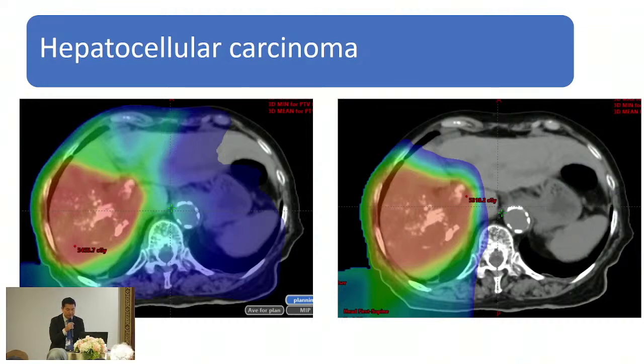We can use it for the treatment of liver cancer, because the liver is an organ that is really sensitive to radiation. If we irradiate the whole liver, that may cause toxicity that is sometimes irreversible and can cause liver failure.